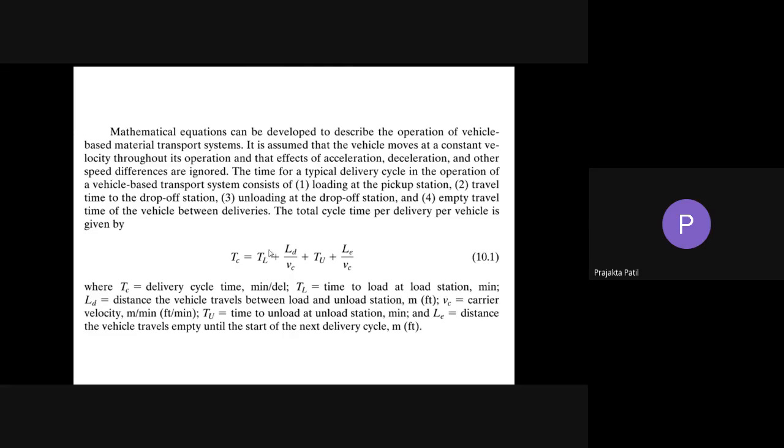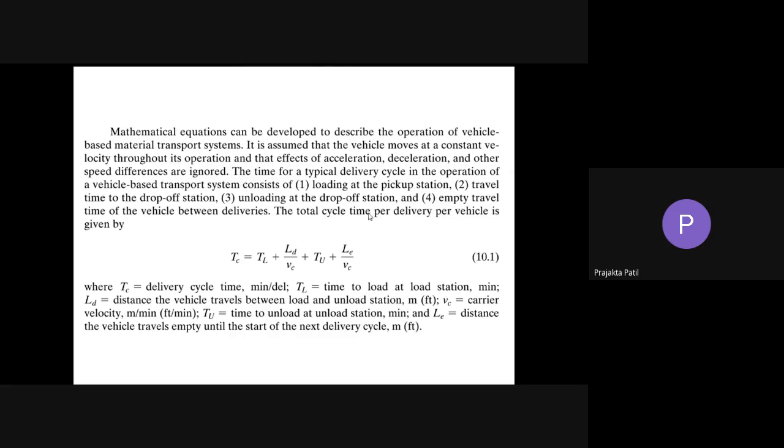Cycle time includes the delivery cycle, or the time to load, the loading time, TL. LD is the distance that has been traveled between the load and the unload station. VC, the constant velocity, that is the carrier velocity, has the unit meters per minute. TU is the time to unload at the unload station, in minutes.